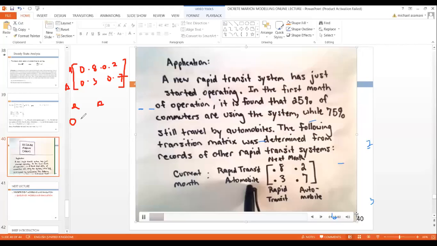Okay, so the initial state probabilities are 0.25 and 0.75, respectively. Then for the first question, we're supposed to find the initial state distribution. So what you do for the initial state distribution is multiply the initial state, which will be 0.25.